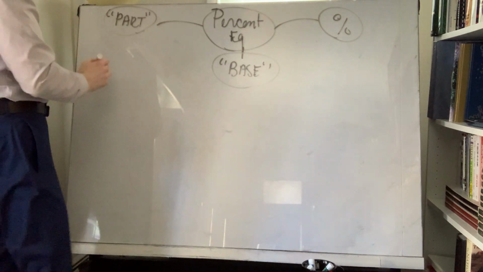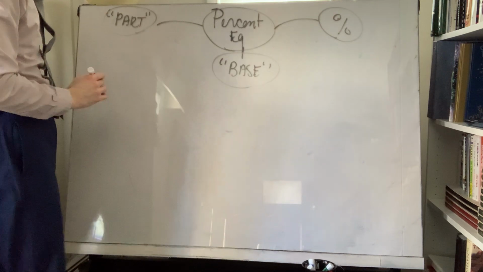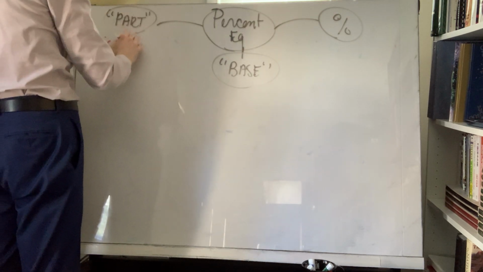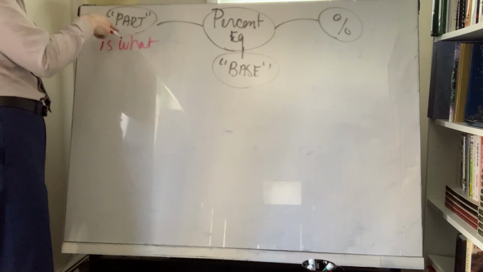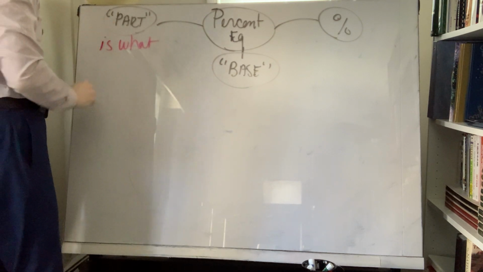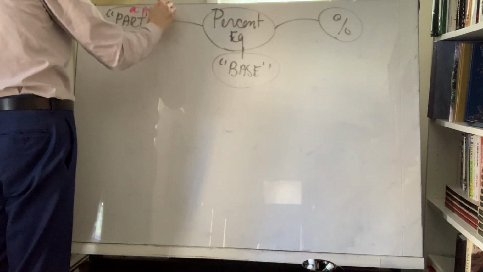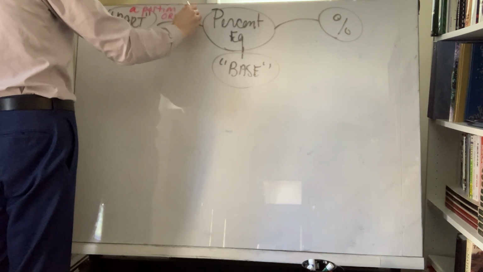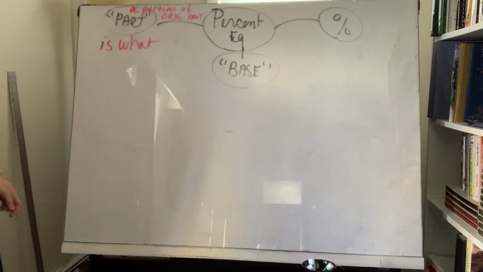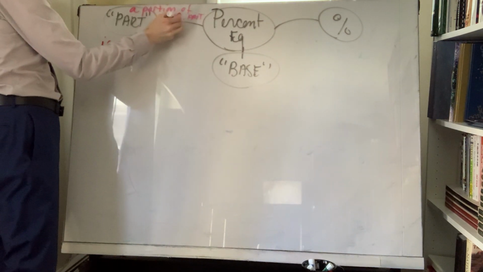A part equation is identified by this statement: is what? If you see "is what" in the sentence, chances are you're looking for the part, which is a portion of the whole, of the original amount of something. It's usually smaller. There are instances, depending upon the percentage being greater than 100, that it might be larger, but it usually is smaller.